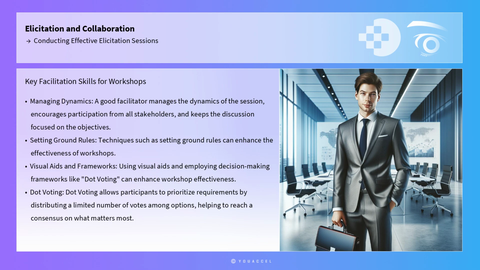Facilitation skills are also critical, particularly during workshops. A good facilitator manages the dynamics of the session, encourages participation from all stakeholders, and keeps the discussion focused on the objectives. Techniques such as setting ground rules, using visual aids, and employing decision-making frameworks like dot voting can enhance the effectiveness of workshops. Dot voting allows participants to prioritize requirements by distributing a limited number of votes among options, helping to reach a consensus on what matters most.